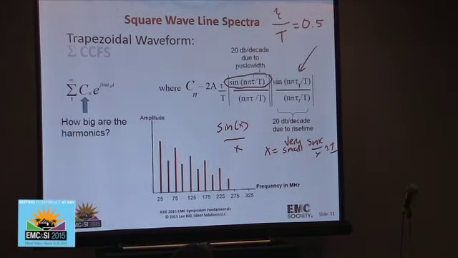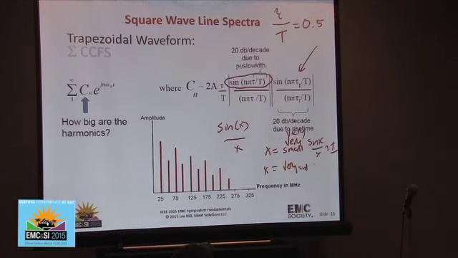When x is very small, really small, close to 0, sine x over x has a value of 1. When x is just very small, sine x over x is going to be about x over x, which is about 1.